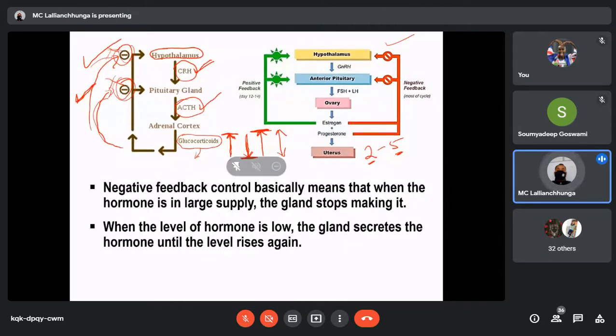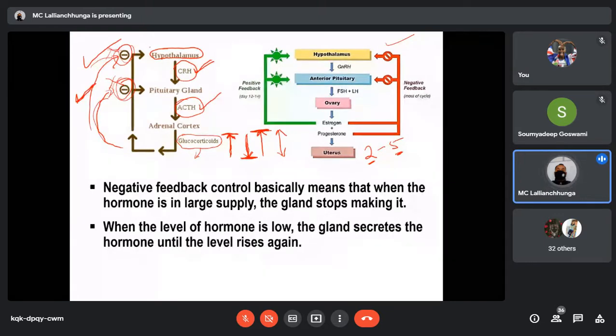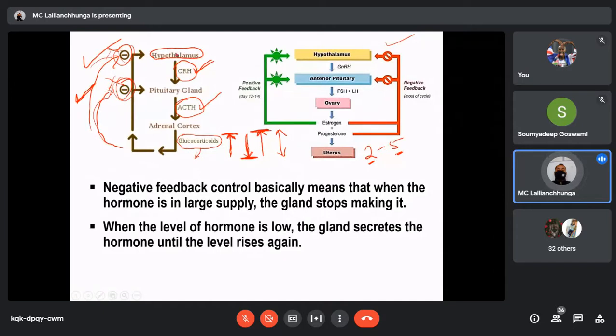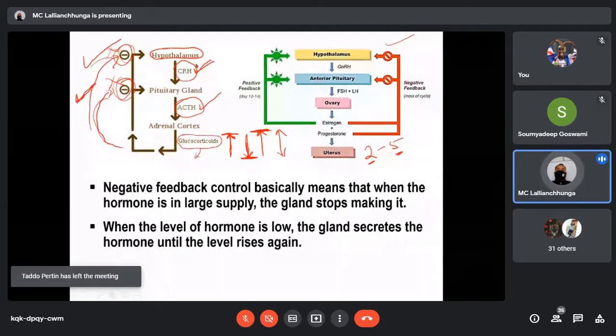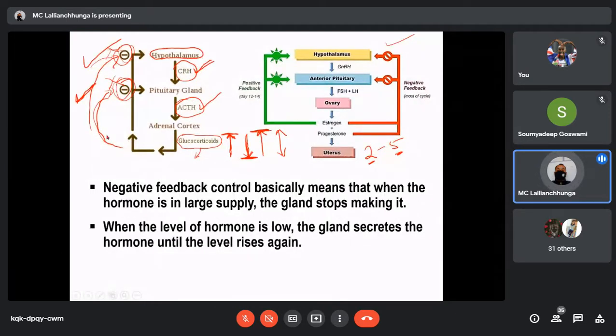I forgot to tell one point here. What you have to remember is that the first negative feedback is on the hypothalamus. That means low production of CRH will be there, and low production of CRH means low production of ACTH. It's clear. But there is also another direct effect. This negative feedback also has a direct effect on the pituitary gland itself, and a direct effect on the pituitary gland means lesser ACTH production.